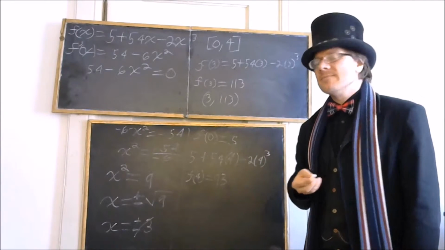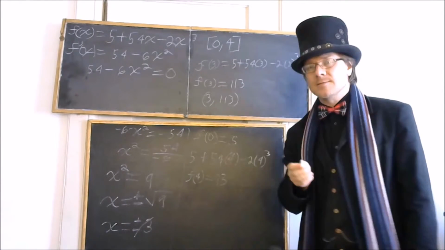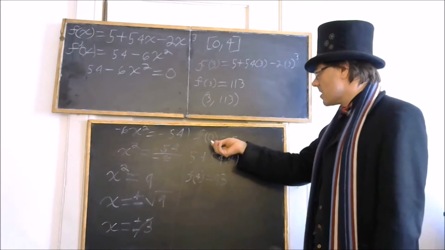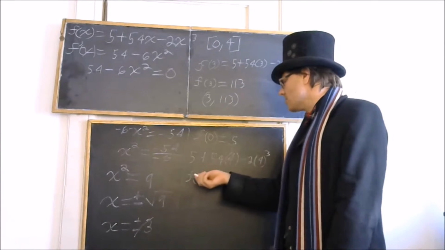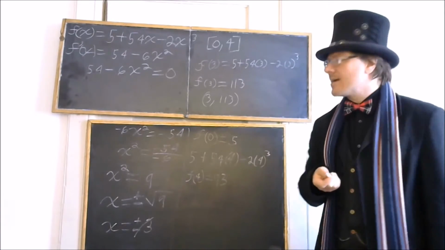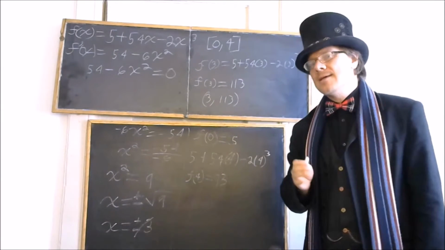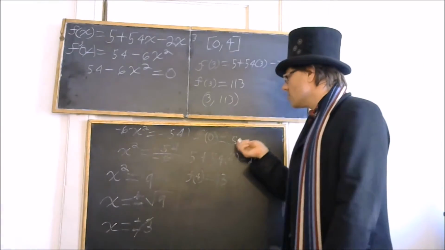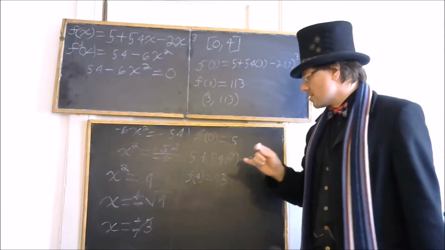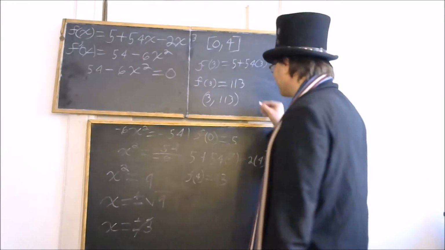And so, as can be seen here, f of 3 equals 113 is the maximum value. It is larger than f of 0 equals 5, and as well, it is larger than f of 4 equals 93. So the point (3, 113) is the maximum value. And the minimum value would be f of 0 equals 5, because it's lower than f of 4 equals 93.